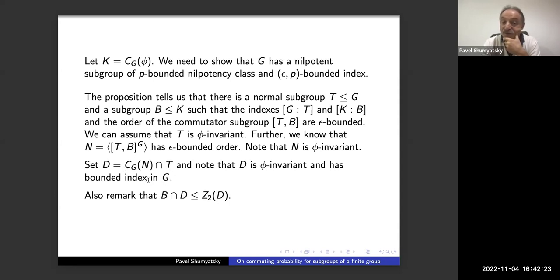D is contained in the centralizer of N. And if we kill the center, we just kill N, and B in the quotient commutes with T. Since D is inside T, it follows that the intersection of B with D is in the second term of the upper central series of D.